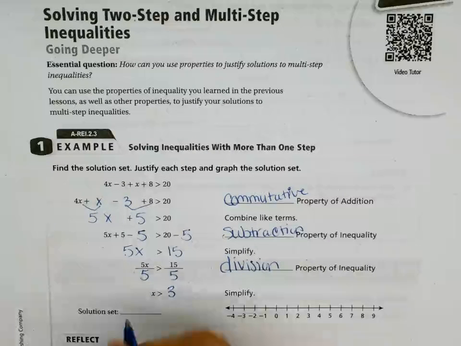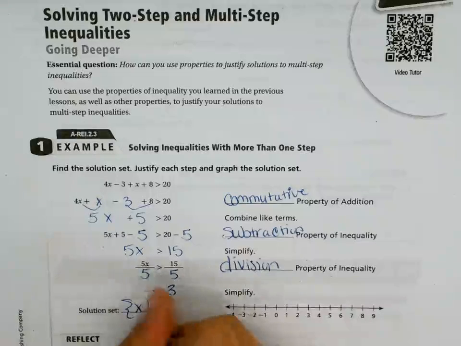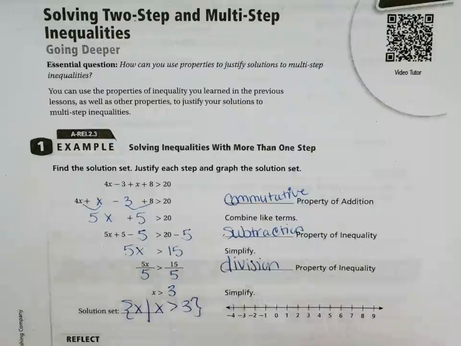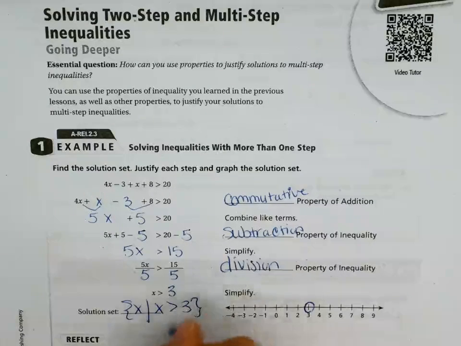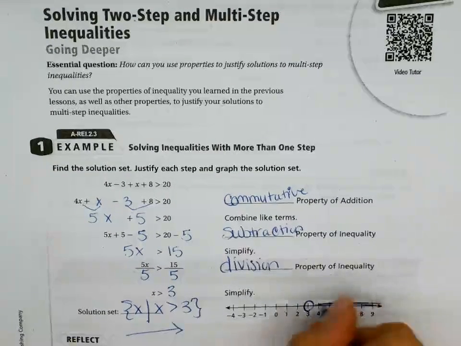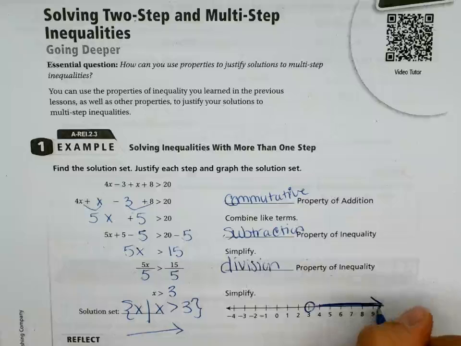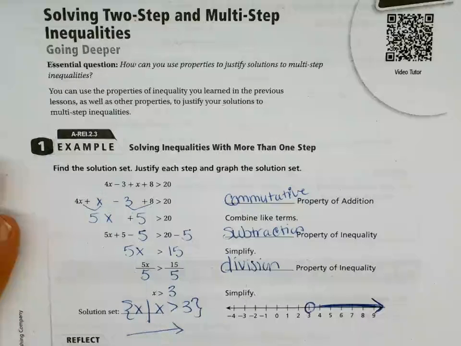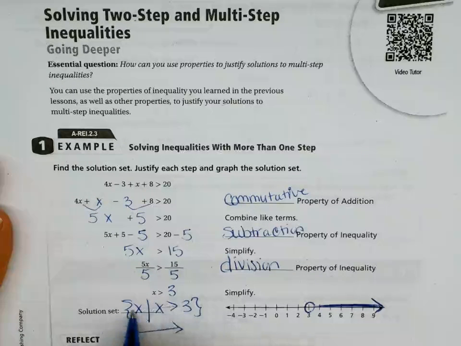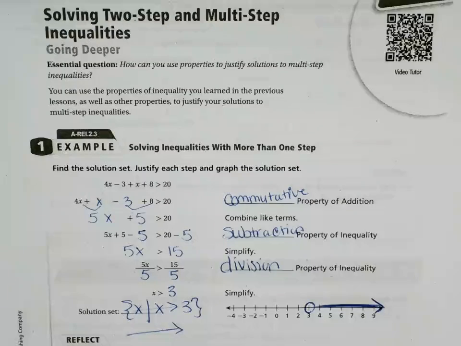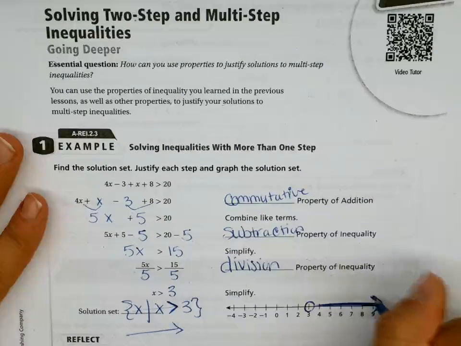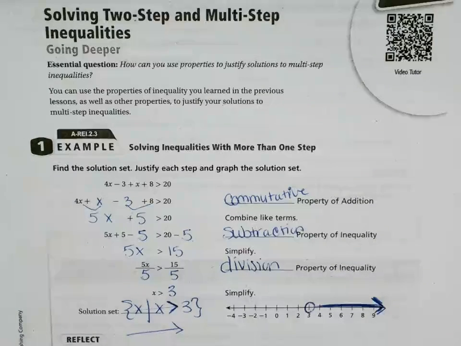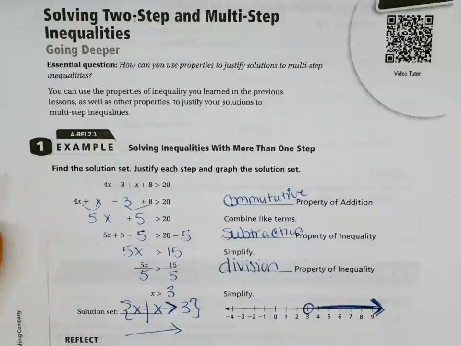So our solution set, x such that x is greater than 3. We need to do an open dot on the 3, and our arrow trick says we shade to the right, to the positive numbers. You guys see the arrow trick? This is going to match the direction of the arrow. As long as your variable is on the left, you can always use the arrow trick.